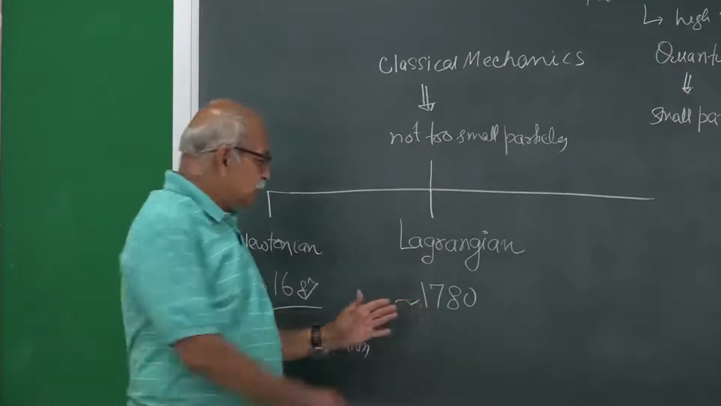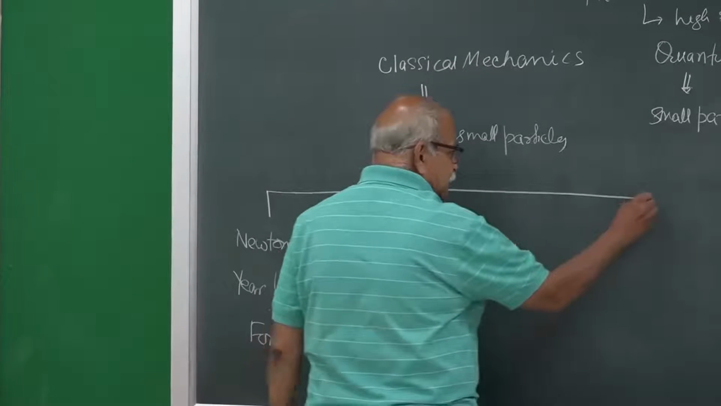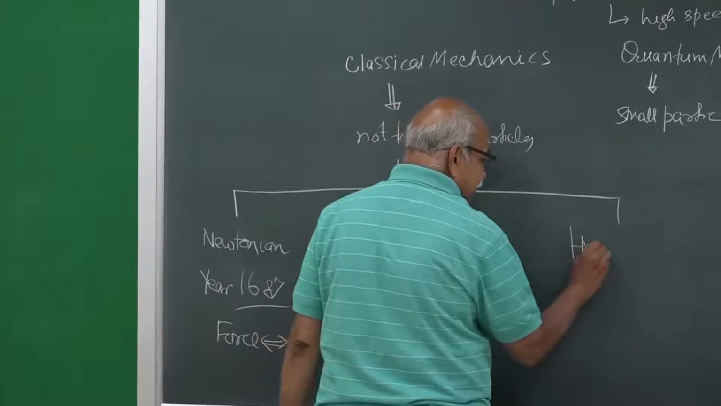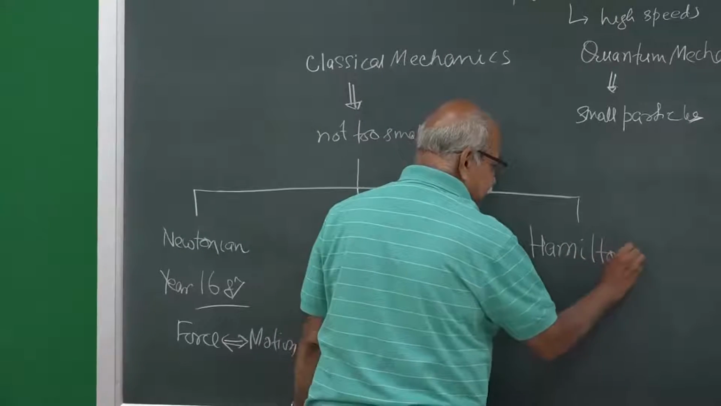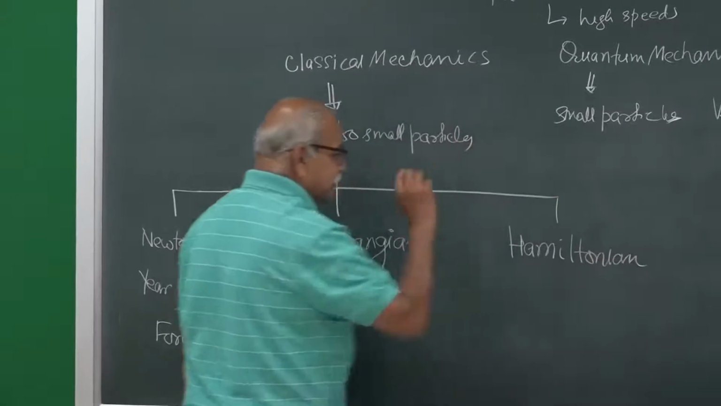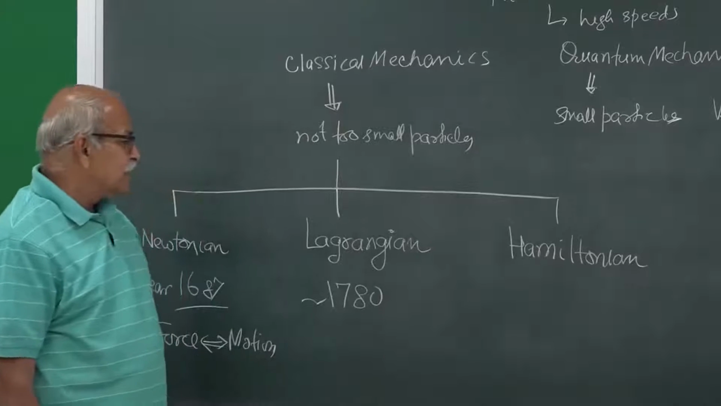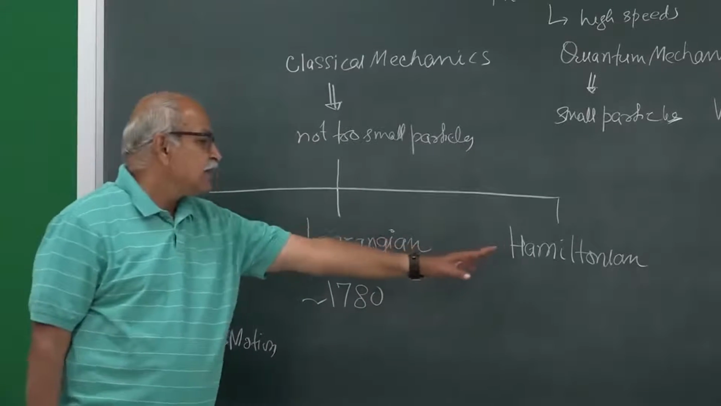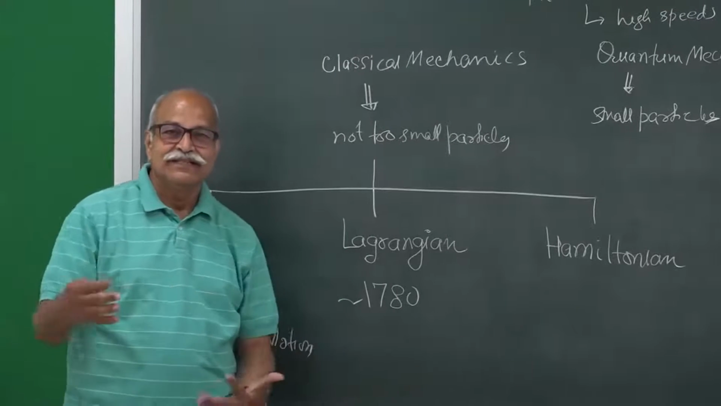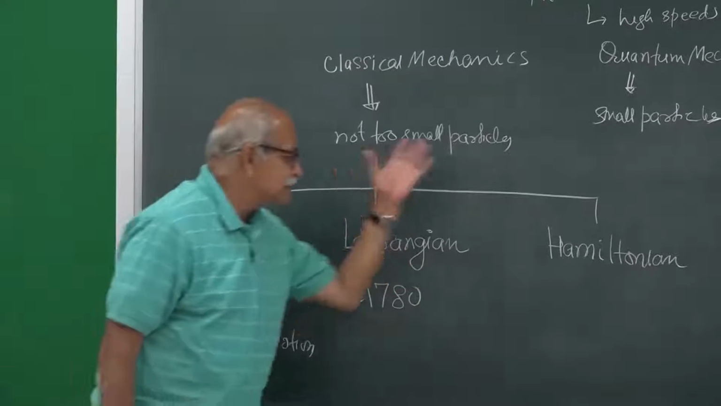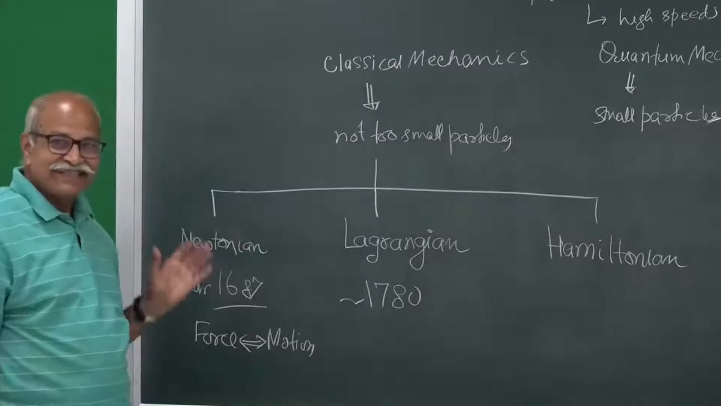And something around 50 years from here, you have another one, which is Hamilton. This scientist is Hamilton, and the mechanics which he developed is Hamiltonian mechanics. So, these are all equivalent, but the formulations are very, very different, and you have advantages in this one, you have advantages in that one, you have some advantages in this one.